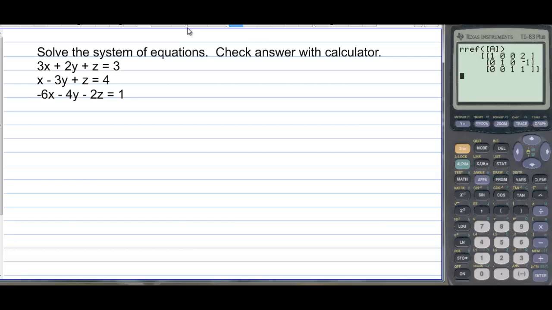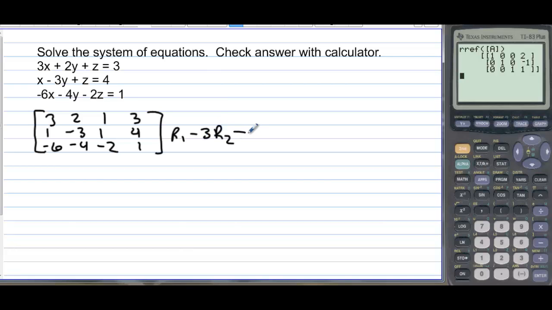Solve the system of equations. Check answer with calculator. All right, let's do that. We have 3, 2, 1, 3. 1, negative 3, 1, 4. Negative 6, negative 4, negative 2, and 1. Well, we need our first 0 to be right here. We have row 1 minus 3 times row 2. And we will replace row 2.